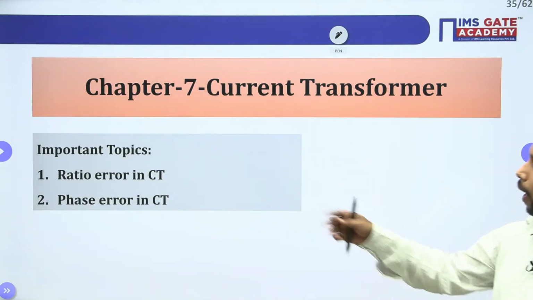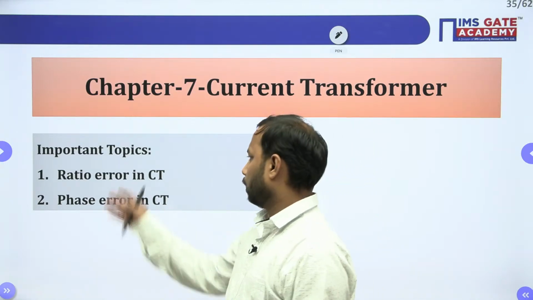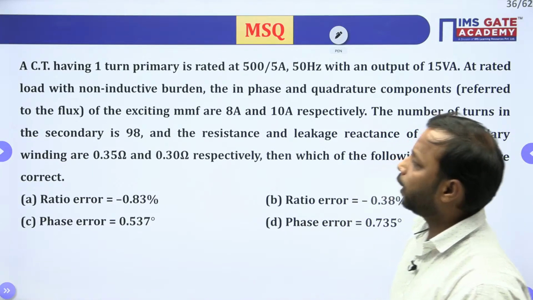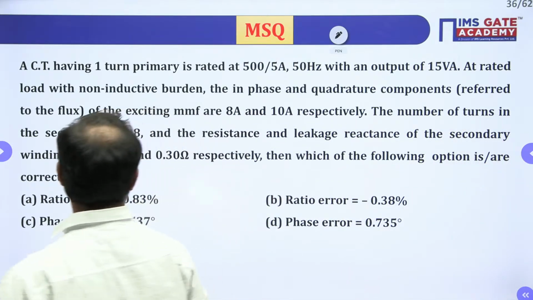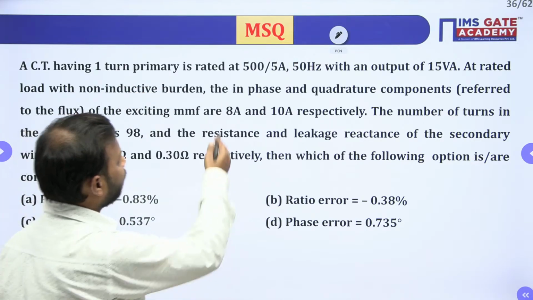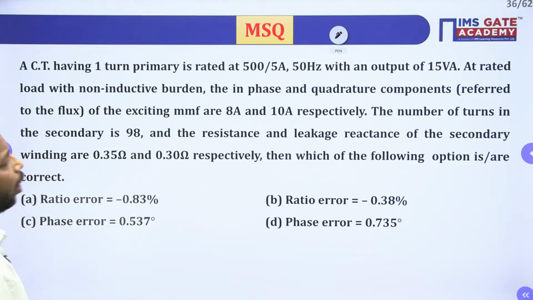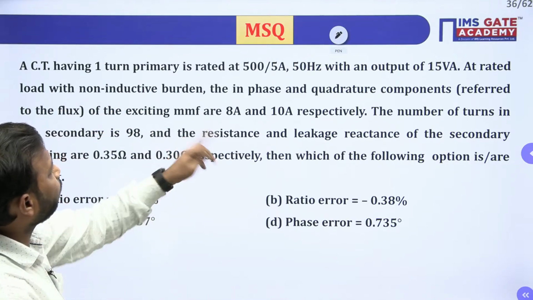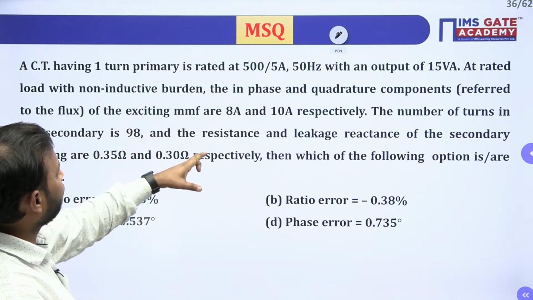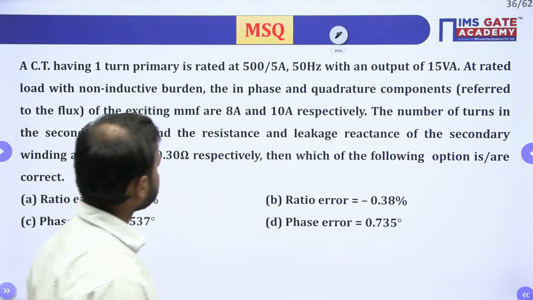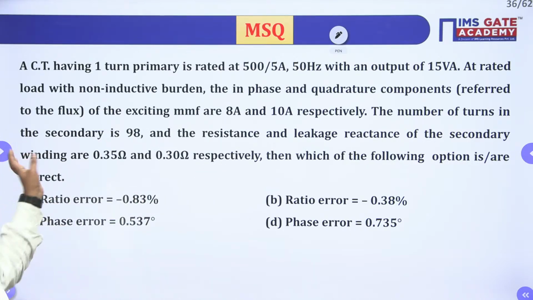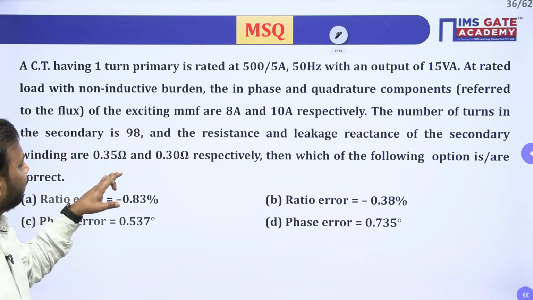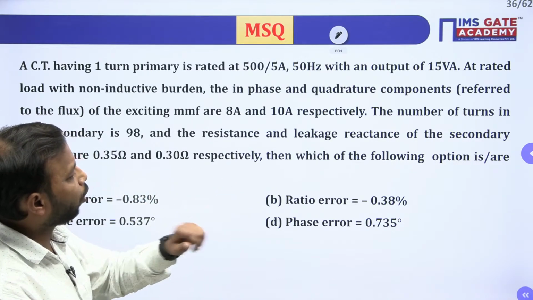This is from the current transformer, and this is important for IN as well as EE. The important topic is ratio error and phase error in CT. This is again an MSQ type of question. Read the question very carefully. A CT, meaning current transformer, having 1 turn primary is rated at 500 by 5 ampere, 50 hertz, with an output of 15 volt ampere. At rated load with non-inductive burden, the in-phase and quadrature components referred to the flux of the exciting MMF are 8 ampere and 10 ampere respectively. The number of turns in the secondary is 98, and the resistance and the leakage reactance of the secondary winding are 0.35 ohm and 0.30 ohm respectively. Then which of the following options are correct?